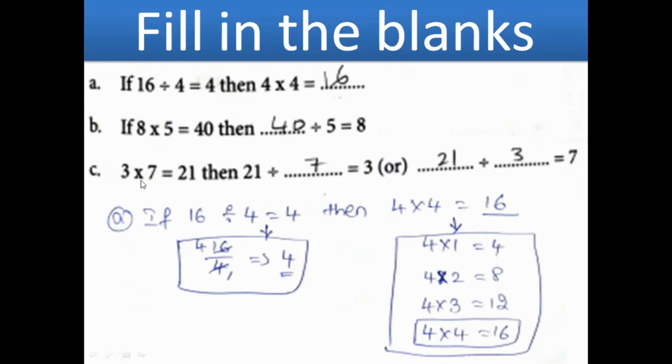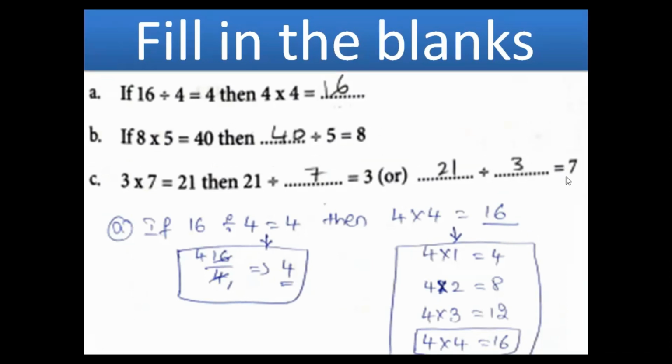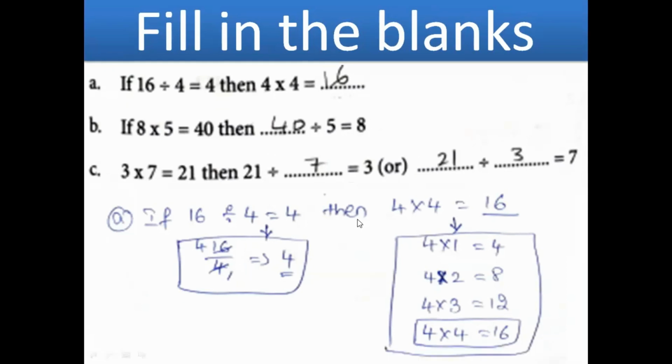3 into 7 is equal to 21. Then 21 divided by dash is equal to 3. 3 7 ja 21. Fill it. Or we can write dash divided by dash is equal to 7. Here 7 is already there. Remaining: 21 divided by 3. 3 7 ja 21. 7 is the divisor, 3 is the quotient, 21 is the dividend. So 21 divided by 3 is equal to 7. 3 7 ja 21.